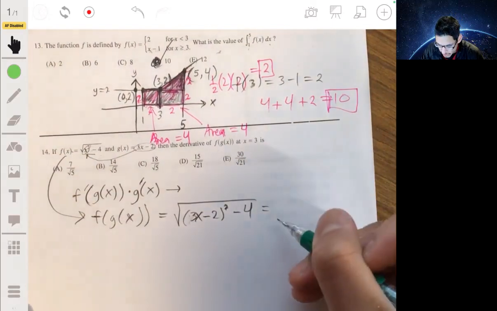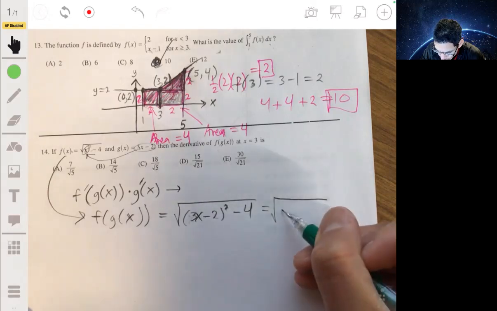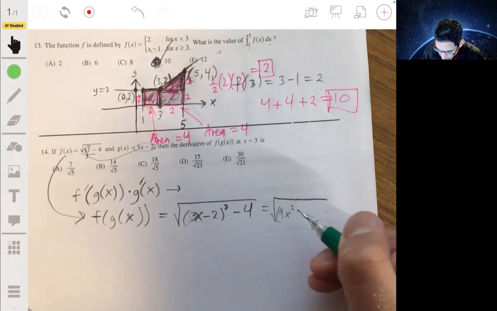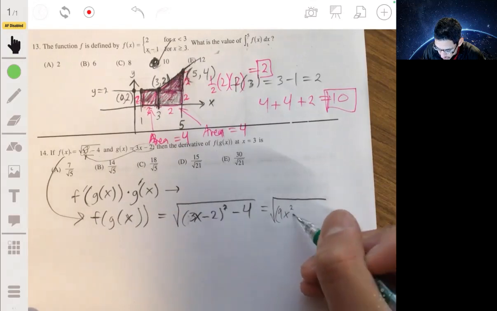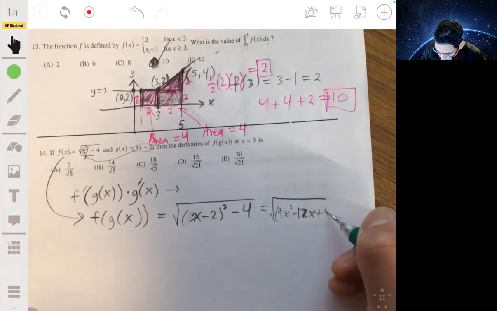So let's first evaluate, or simplify, this. 3x minus 2 squared will be 9x squared minus 6x, minus 6x, and minus 12x, plus 4.